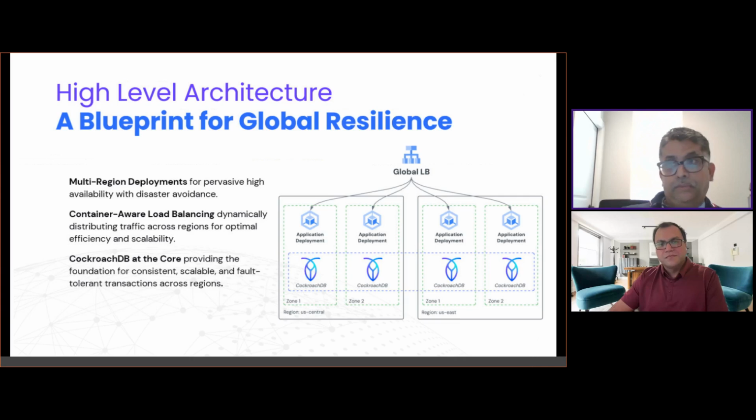CockroachDB at the core. CockroachDB is a distributed SQL database founded on the principles of resilience, scalability, and transactional consistency. It is designed to run globally distributed applications requiring high availability, low latency, and fault tolerance, making it ideal for mission-critical applications for global payments that demand strong consistency and horizontal scalability.